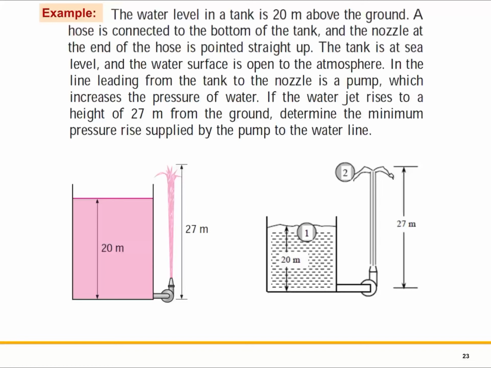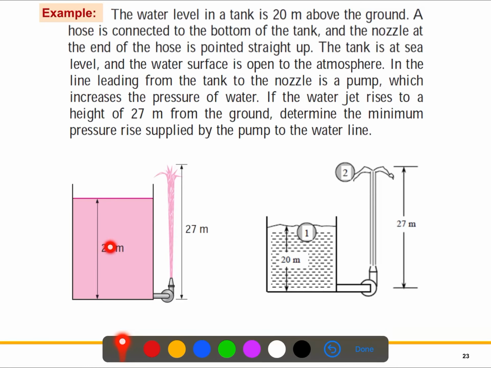So you just look here, a hose connected to the bottom of the tank, and it is equipped with a nozzle here at the end, pointing straight up. So that means water is pressurized by the pump and the height of the water jet is just measured. So we need to calculate the minimum pressure rise supplied by the pump.